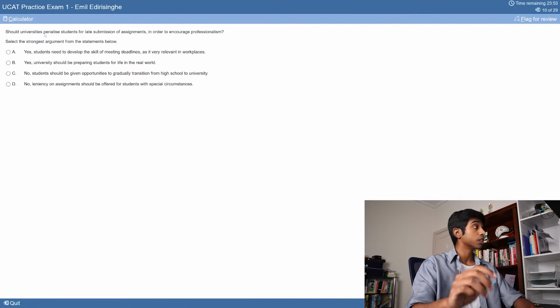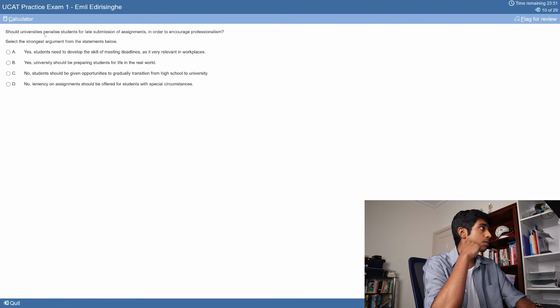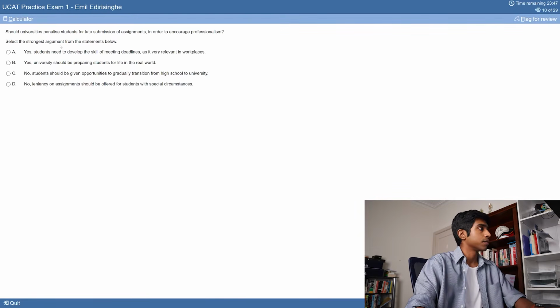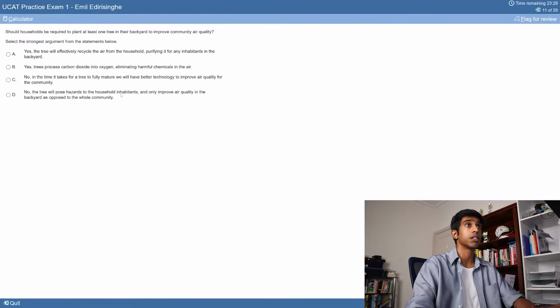Okay. Should universities penalise students for late submission of assignments in order to encourage professionalism? Need to develop the skill of meeting deadlines as it is very relevant in workplace. So yeah, that hits professionalism. Yes, this doesn't really hit professionalism. Option B.